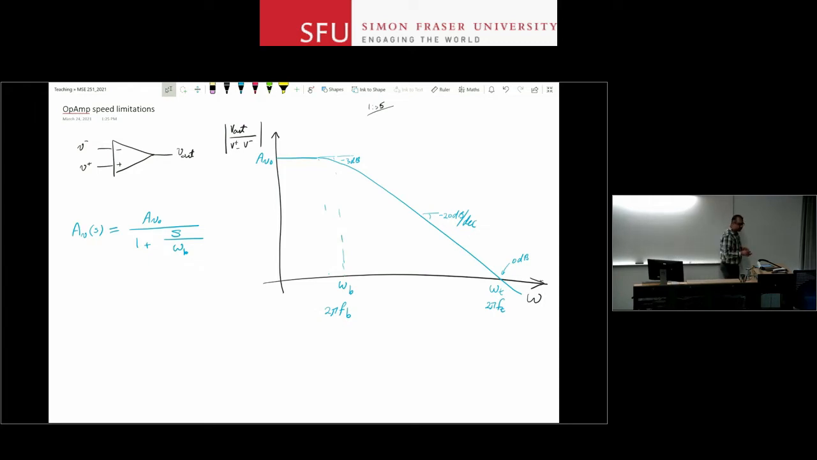And FT is the maximum frequency that you would like to use this op-amp. Beyond that, your gain is less than 1. There's no point in using the op-amp. That can range anywhere from maybe a few tens of kilohertz to somewhere around 100 megahertz or even gigahertz. So this is your typical op-amp.